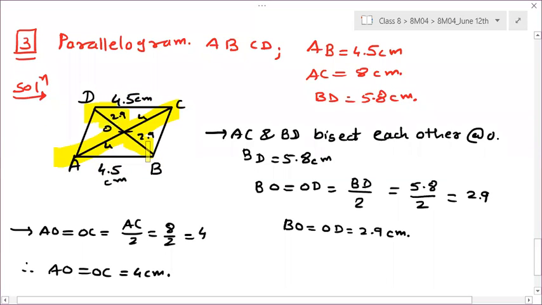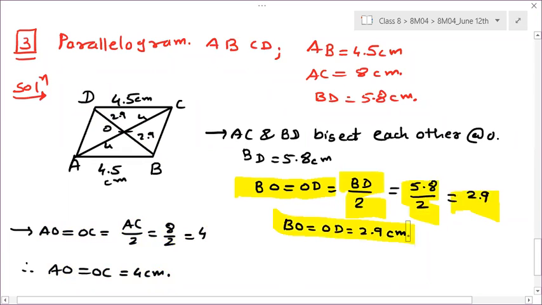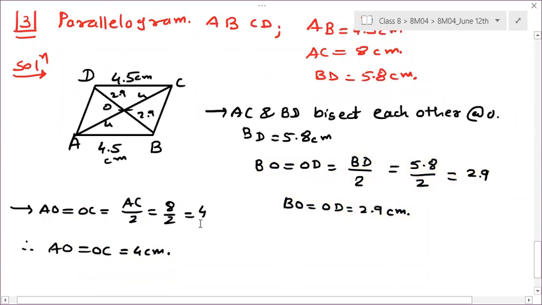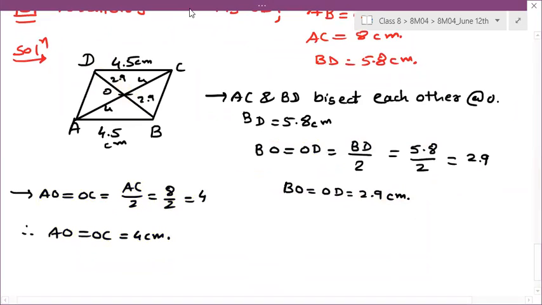What about AC and BD? Right. So here your AC is 8 centimeter. So AO equal to OC equal to AC by 2, which is equal to 4 centimeter. BD is 5.8. Right. So BO equal to OD equal to 5.8 by 2 is equal to 2.9 centimeter. So is it clear till now?